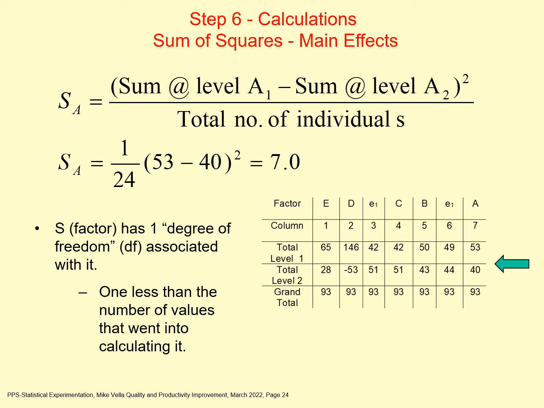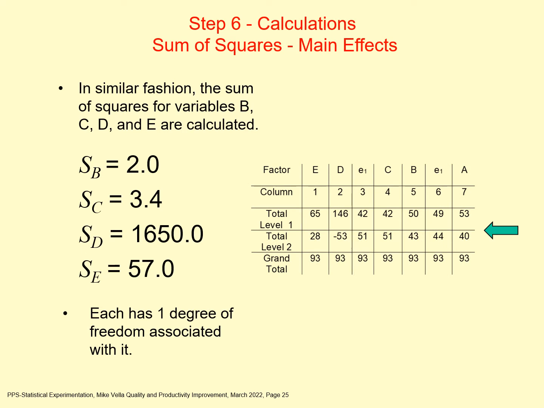Now later on, again, we're going to be talking about degrees of freedom, and degrees of freedom is 1 less than the number of values that went into calculating it. But so far, in this particular case, we're going to be talking about the sum of squares main effects, in this case for factor A. And we do the same thing for factor B, C, D, and E. And they'll go into our Taguchi table here in a few minutes.